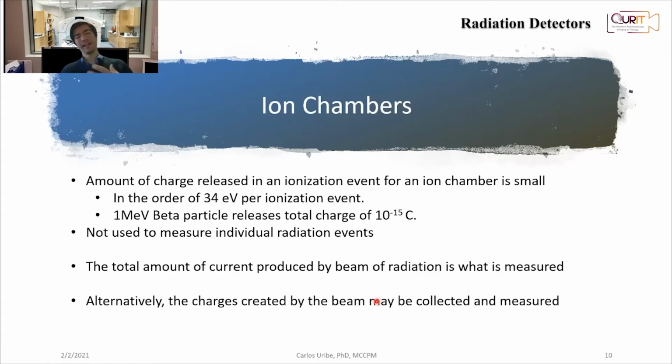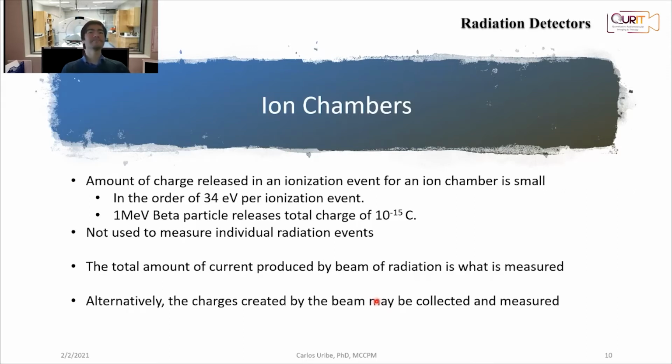Well, if we're talking about a gas, the typical amount of charge released in an ionization event from an ion chamber is small. It's in the order of 34 electron volts per ionization event. So basically you need about 34 electron volts to create one ionization event. When you think about a 1 MeV beta particle, that releases a total charge of approximately 10 to the negative 15 coulombs. So in total, we collect a total charge of 10 to the minus 15 coulombs.